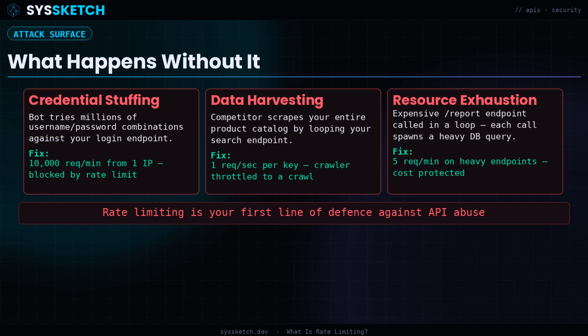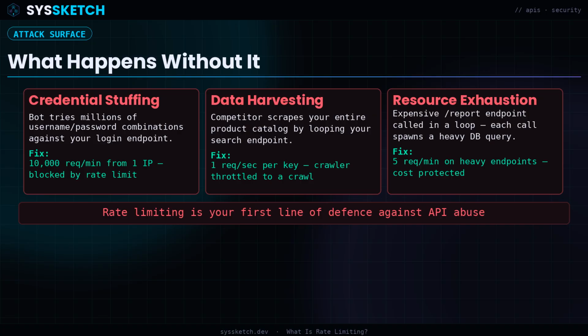Rate limiting directly neutralizes several of the most common API attacks. Credential stuffing is when a bot tries thousands of username and password combinations against your login endpoint. Without rate limiting, one IP can attempt 10,000 logins per minute. With a limit of 5 attempts per minute per IP, that attack becomes economically unviable.